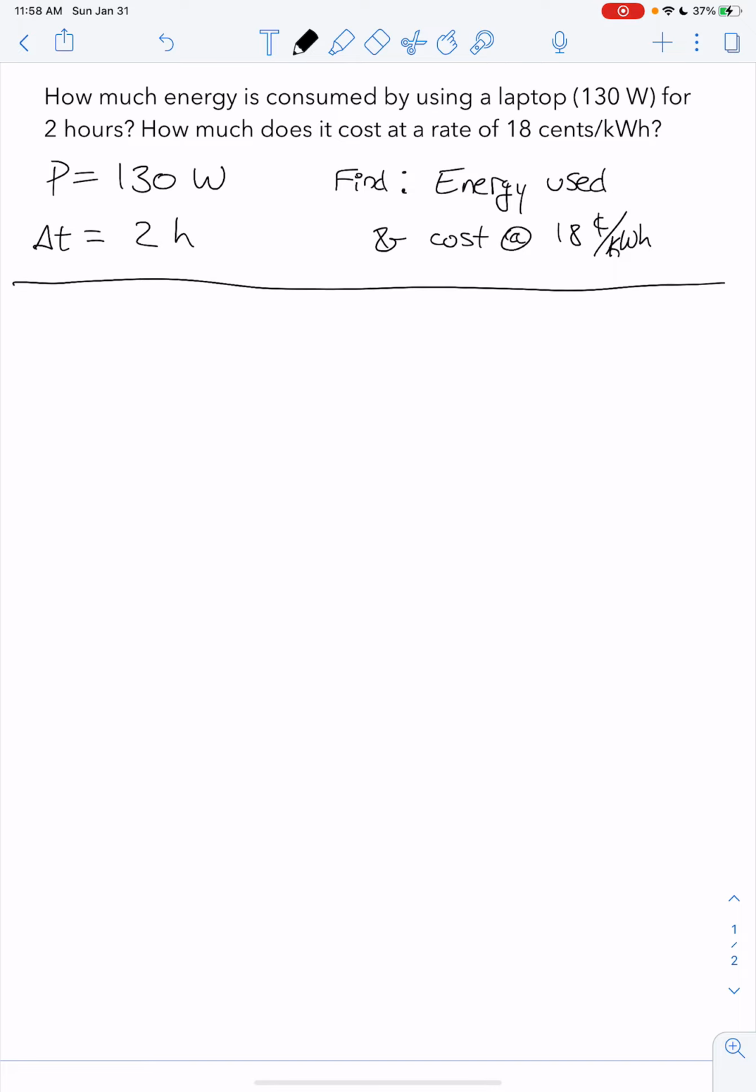Standard SI anyways, kilowatt hours are still using watts and seconds. It's just not as obvious how to convert between the two. Okay, so finding the energy.